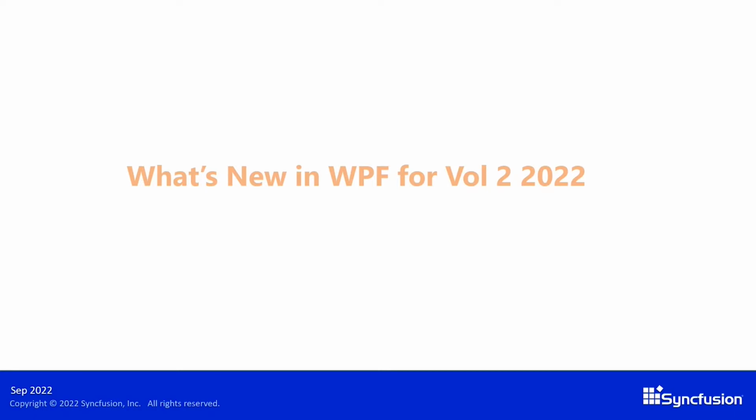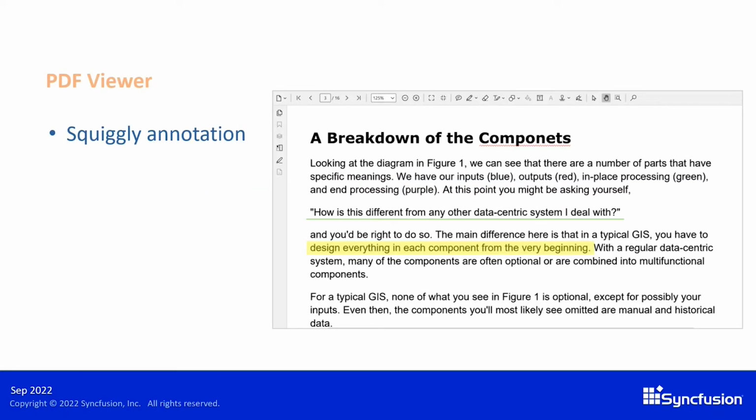Let's move on to the updates in the WPF platform. In WPF PDF Viewer, we now support including squiggly annotation. Here in the screenshot, you can see that the misspelled word "components" is marked with the squiggly annotation. You can customize the color of the squiggly annotation, and you can delete the existing squiggly annotation.